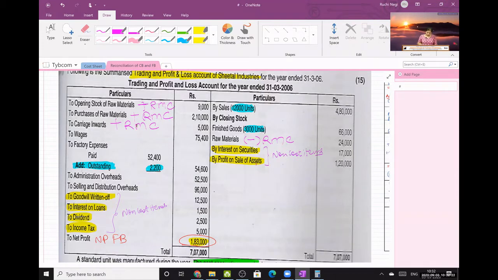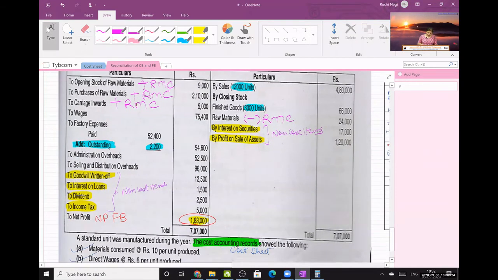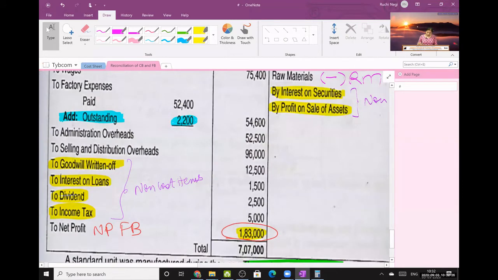Okay, right? और क्या दिया है? Net profit as per finance books दिया है 1,83,000. Okay. Now my question to you all is: are you gonna prepare a trading P&L account in this sum? In the solution, will you prepare trading and P&L account?